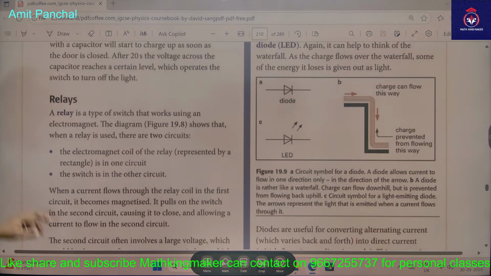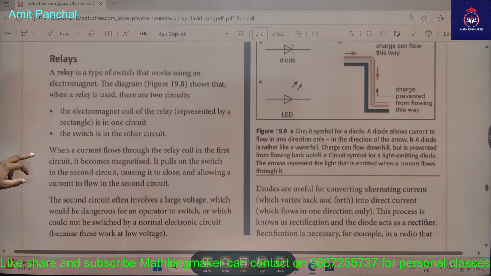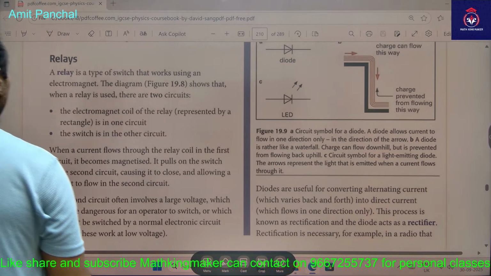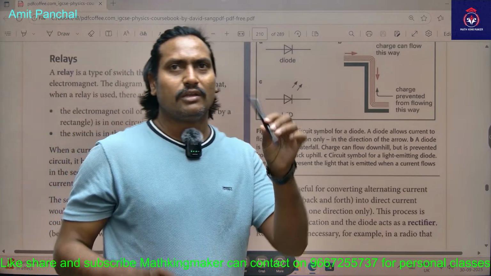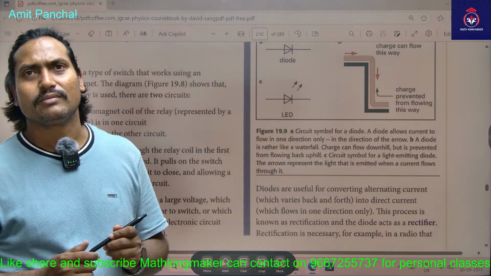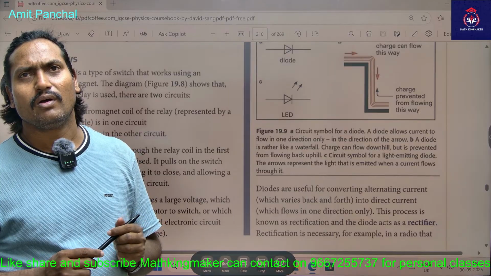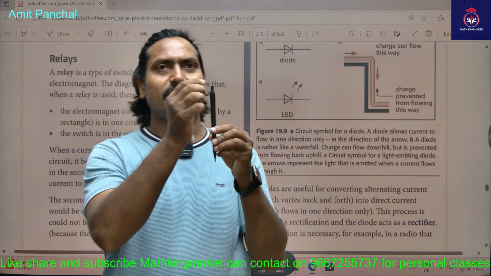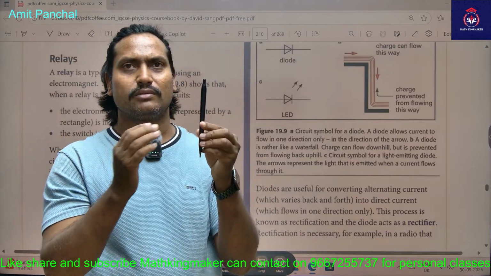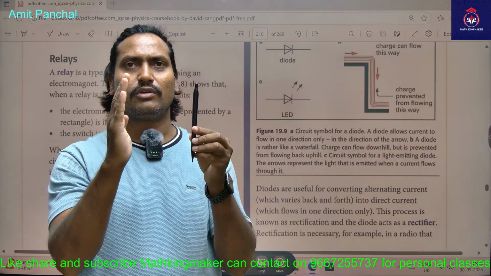Another one is the relay. A relay is just one kind of switch. So how does it work? A relay is a type of switch that works using an electromagnet. For example, do you know what an electromagnet is? Yes, like an electronic magnet which attracts. So let us say this is a ferrous metal, and this is your electromagnet.